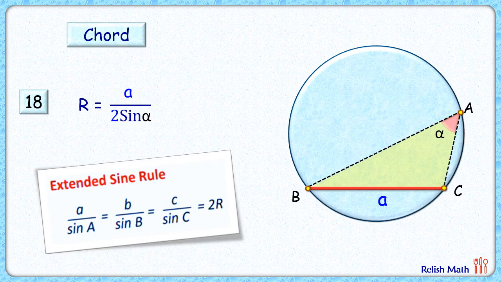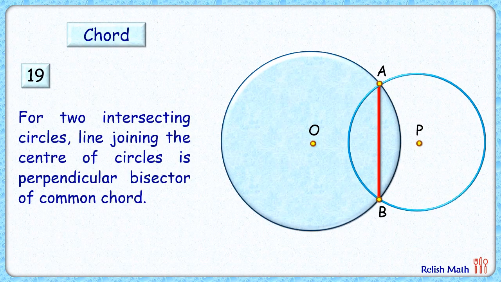Let's check the next theorem. Okay, this is the last theorem related to chords. Given to us are two circles which are intersecting at points A and B, and thus AB is the common chord for the two circles. The theorem states that if we join the centers of these two circles, then the line will always be perpendicular to the common chord and it will always bisect this common chord.